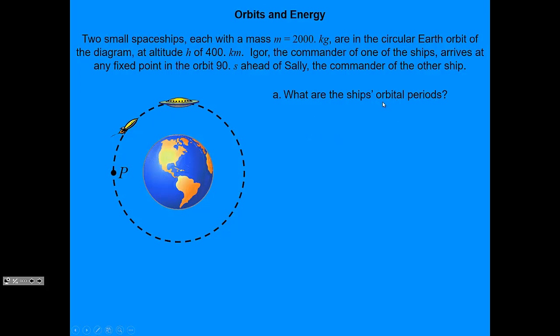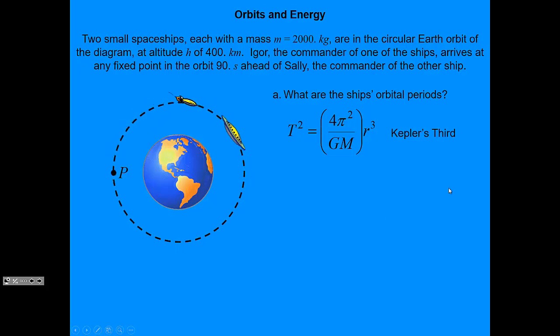So we're going to do a whole bunch of things here with this problem. Let's start out by figuring out the period of the orbit. Now, we're not given a lot of information here. We know that Igor ends up 90 seconds ahead of Sally at any point, but that doesn't help us figure out how far he went around. But note, they are two objects which are orbiting the same mass. And that sounds like something we could apply Kepler's third law to.